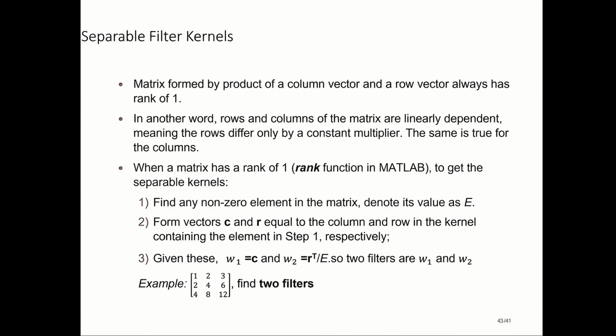Now, for example, I select another element. Which one? Okay, I select this one. I select any element, call it E, and then I have to find a row and column that have this element in common. So if I select this column and this row, then this is common. This becomes my C, and this becomes R, which is 4, 8, 12, divided by 12. And you can check it by multiplication. You get it. Now you get the separable kernel, right?